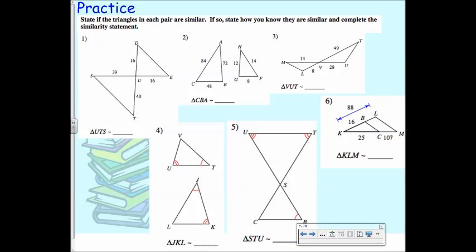What about 6? Why was 6 a no? Yeah, if you did the sides, you found out that they weren't proportional. What proportion would it be, though? 16 over 88 equals 25 over... It's not 107. 132. Why is it 132? You've got to add them together. Good. You've got to add them together because the 2 triangles are the little one and the outside one. Okay, so.